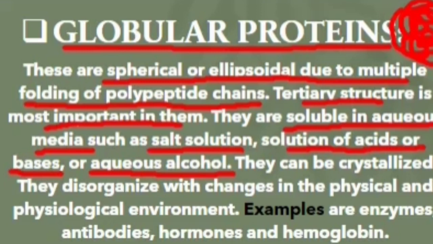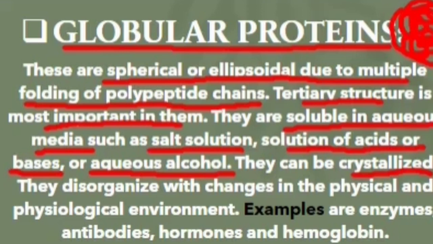They can be crystallized. The second property is that they are crystallized in nature due to their globular structure. They are hard in nature and crystallized in structure because of many foldings in them, like spherical or ellipsoidal multiple foldings of polypeptide chains.